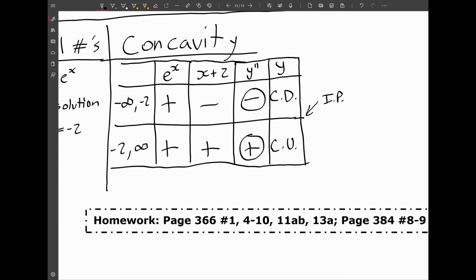So we can find our inflection point when x is equal to negative 2, because that's that transition point between concave down and concave up. So the inflection point happens when x is equal to negative 2. And when x is equal to negative 2, going back to our original equation, remember, always go back to the original equation. The inflection point is on the original graph, not on our derivative graph. So this is negative 2 times e to the negative 2, or just negative 2 over e squared.